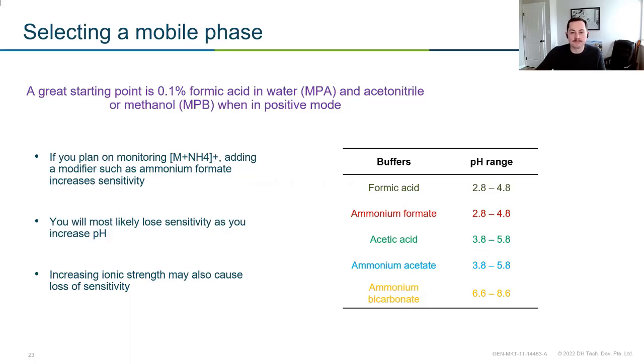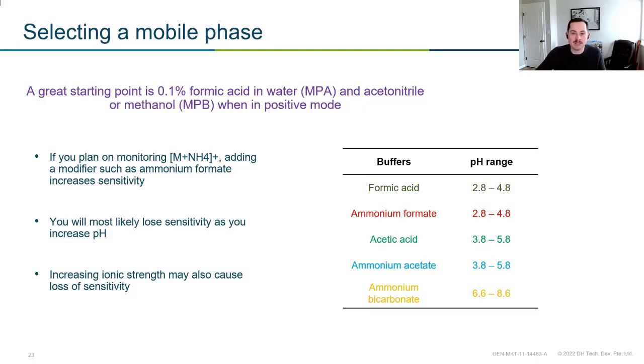Here we have some examples of common modifiers. In positive mode, I would say formic acid is almost the most common modifier. And we're adding modifiers to accomplish a few things. One is we want that pH control, right? And we want that pH to be stable. We don't want shifts in pH that are going to cause resolution differences or elution time differences.